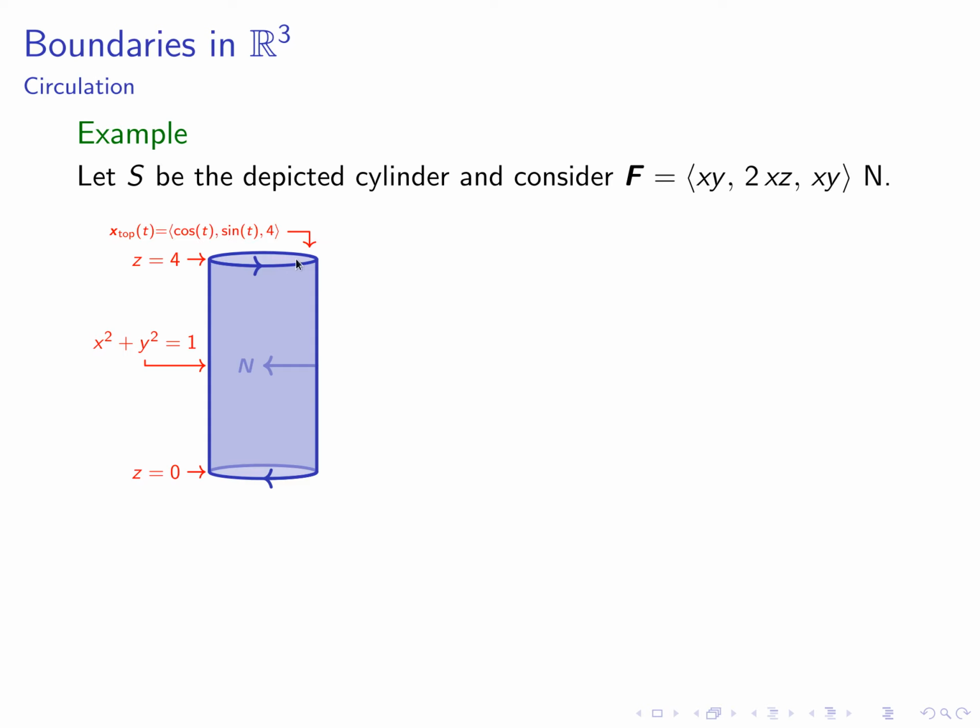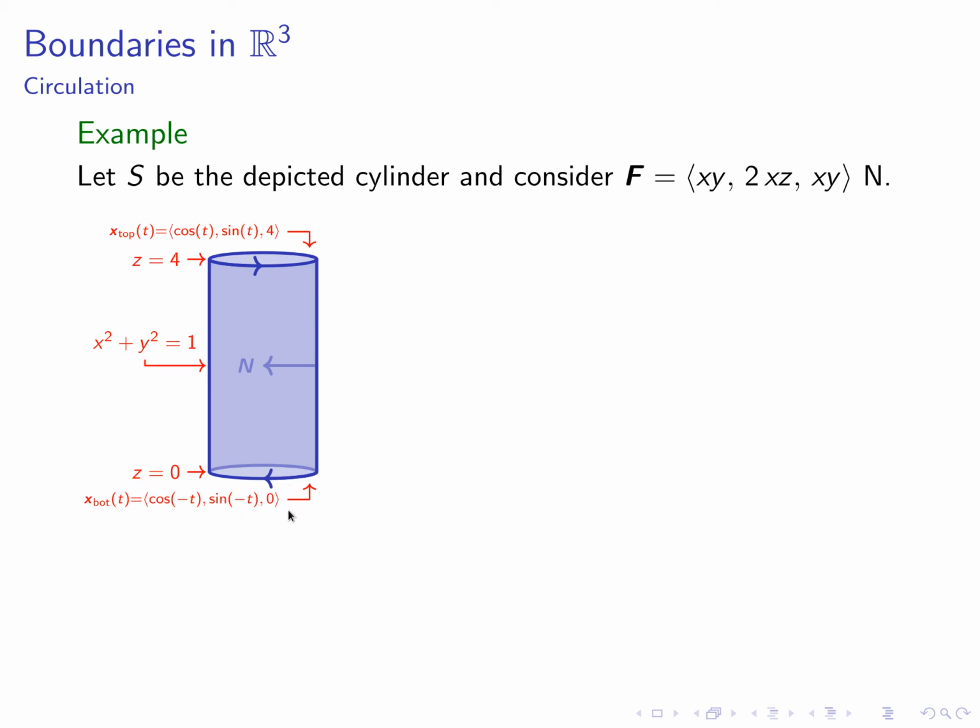Well, let's look at parametrizations along these boundary curves. At the top here, our boundary curve is the circle of radius 1 in the plane z equals 4. And if we were to look down on this circle, we would see that the orientation is counterclockwise, which means that we can parametrize the top of this boundary by using the standard parametrization of the unit circle, and then we tack on z equals 4. So the parametrization of the top part of our boundary is cosine t, sine t, 4.